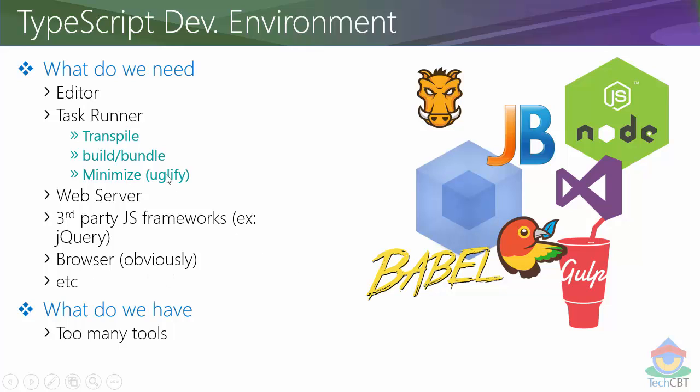If you think about editors, you have Visual Studio, you have JetBrains related editors, and at the same time you have Sublime and so on. When you come to task runners, you have Grunt, Gulp, and so on. And if you come to web servers, you have IIS, Apache, and node-based servers, and so on. And even Webpack is actually considered a task runner. So you have all of these tools.